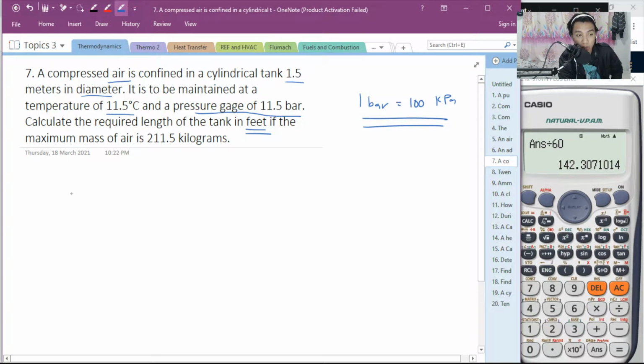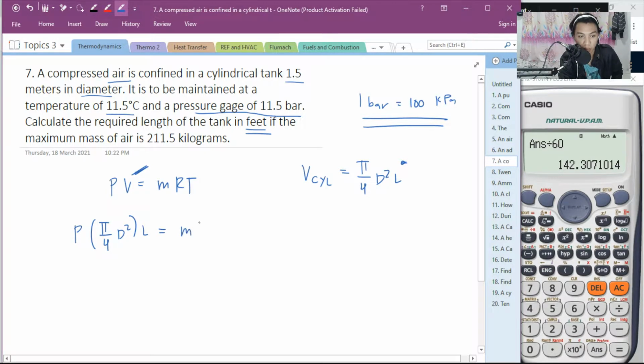So, lista ulit natin yung ating formula. Using PV = mRT relationships, we are required to get the length of the tank. PV is equal to mRT, where V, yun ang kukunin natin. Nandyan yung length. And cylindrical yan. For the volume of your cylinder, going back to your solid mensuration days, that is equal to pi over 4 D squared L. Ito yung required, okay? Lista natin dito, P multiplied to pi over 4 D squared. I-isolate na natin yung L equal to mRT.